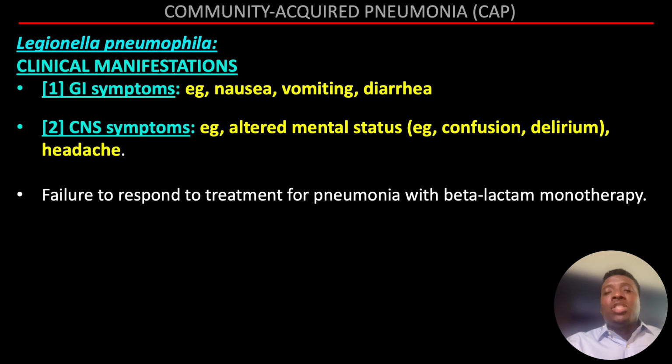So, for example, they may have GI symptoms: nausea, vomiting, diarrhea, abdominal aching. They can have CNS symptoms, and that could be any CNS symptom, CNS involvement. That could be altered mental status changes, delirium, headache, dizziness. These are non-specific as well.